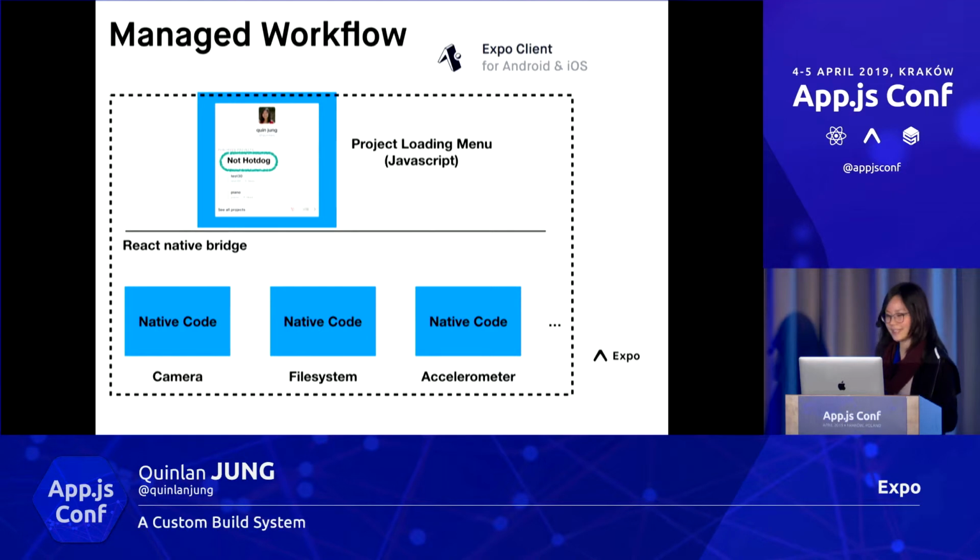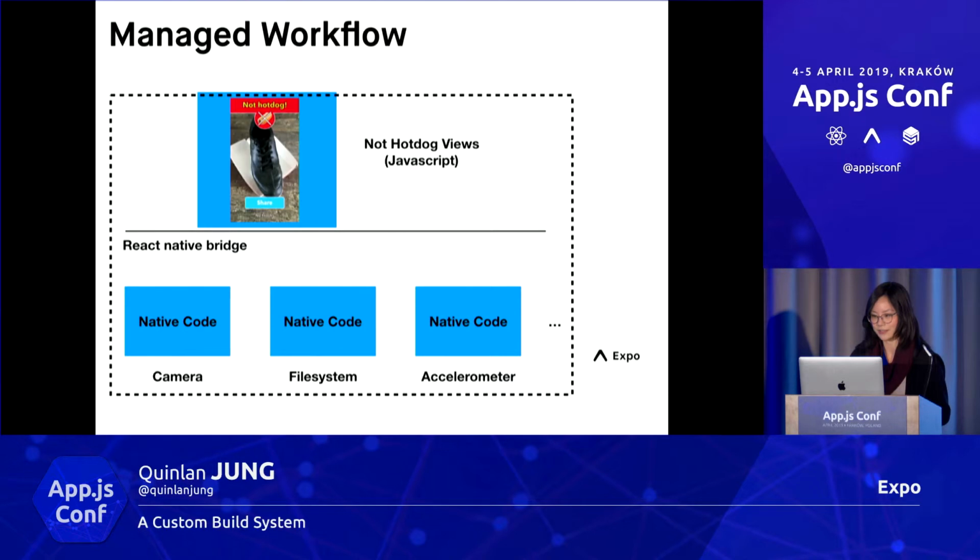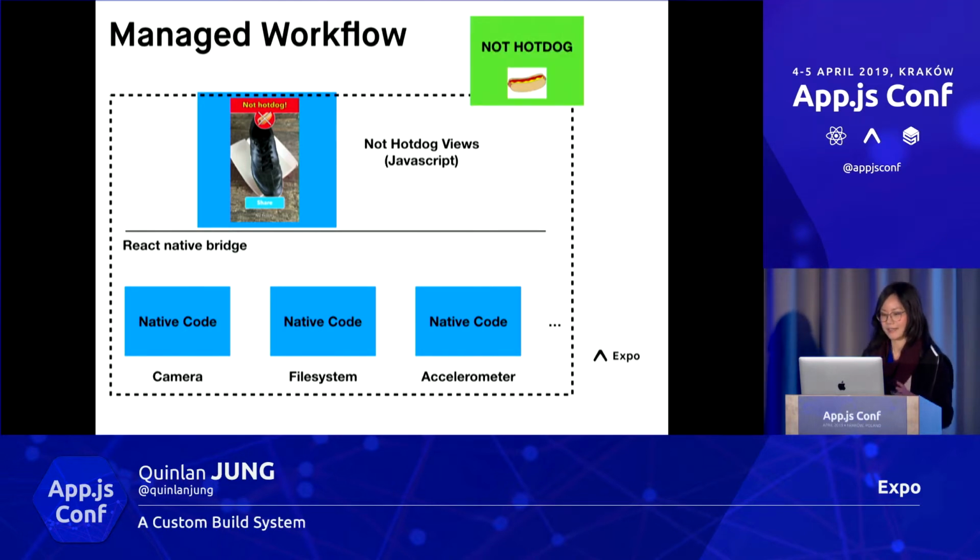Now, let's say, for example, that you had a project in development, not Hot Dog. If you go ahead and click that button, we're going to take your not Hot Dog JavaScript in development, and we're going to put it onto your phone. So essentially, the project loading menu that you originally saw in the Expo client will get replaced by not Hot Dog views and not Hot Dog application logic. And this put together with the native modules gives you the not Hot Dog app experience.